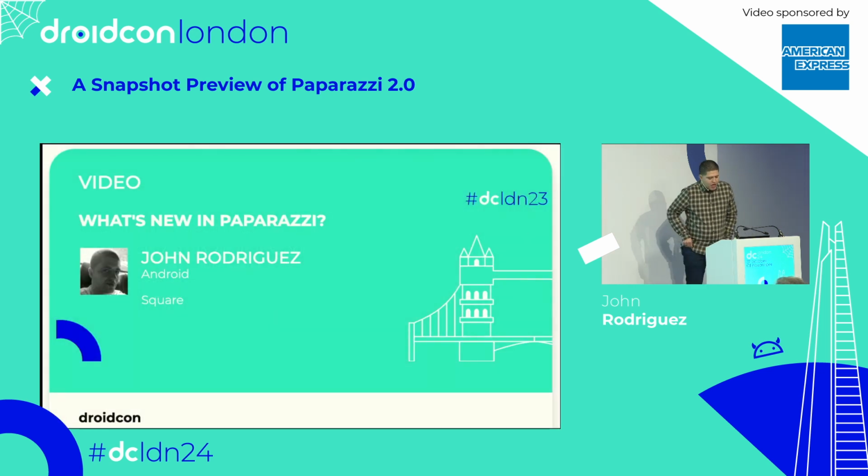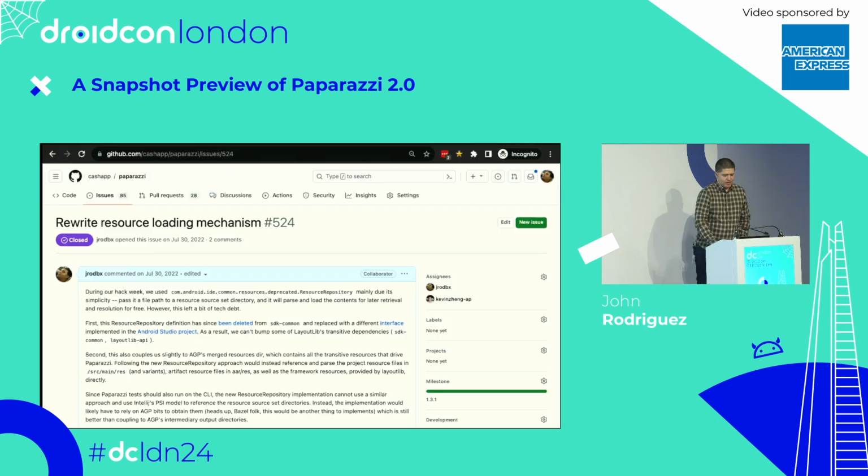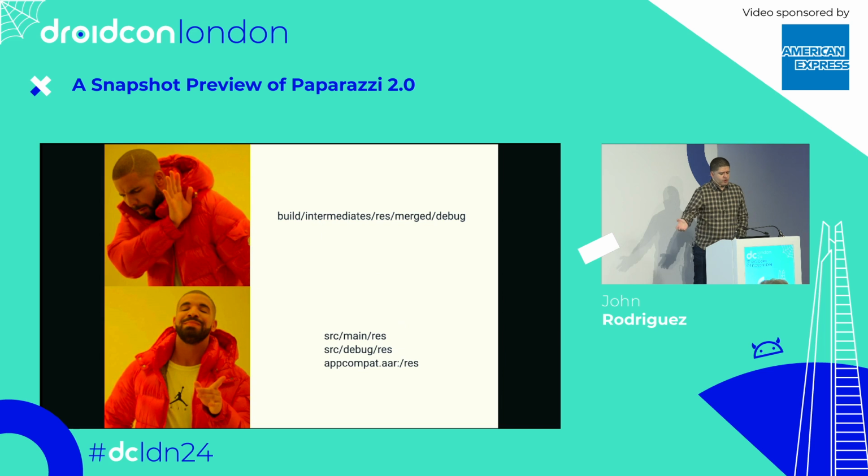Before we dive in, let's do a very brief recap of what we talked about in the last droidcon NYC, or droidcon London. Sorry, so many droidcons. It'll set some important context for what I will be talking about. A major effort of the previous talk was about rewriting the resource loading mechanism within Paparazzi. If you saw the previous talks, you might have seen this slide.